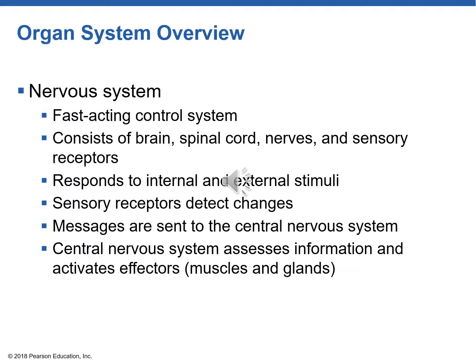It has sensors basically which can detect changes, so sensory receptors detect changes in the body, send messages up to the central nervous system, which is the brain and the spinal cord, and then basically a decision is made about what to do, and then there are signals sent back out to the muscles and glands of the body to make a change.